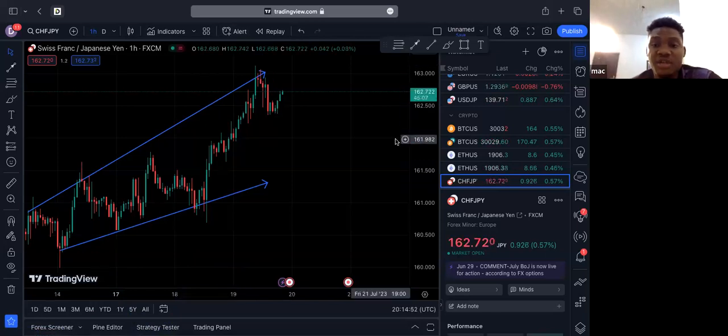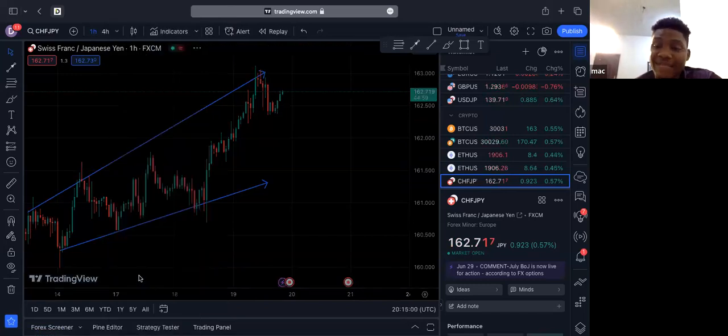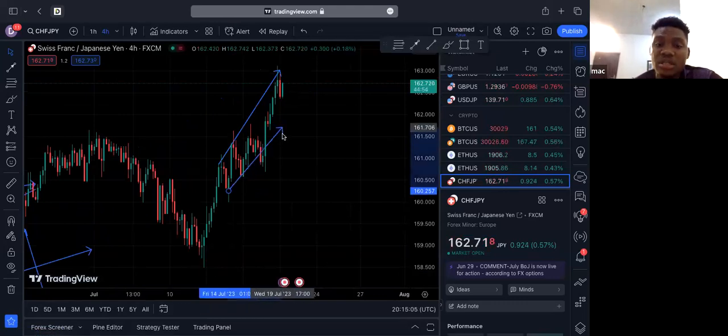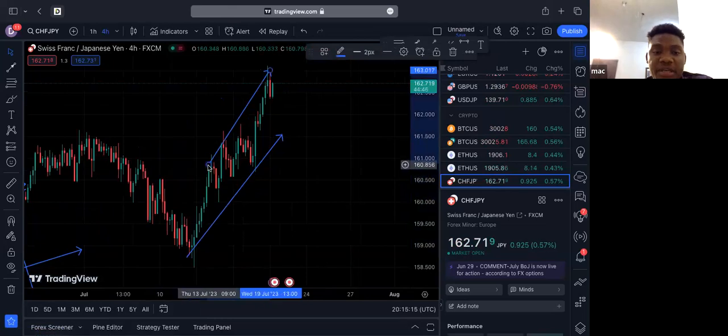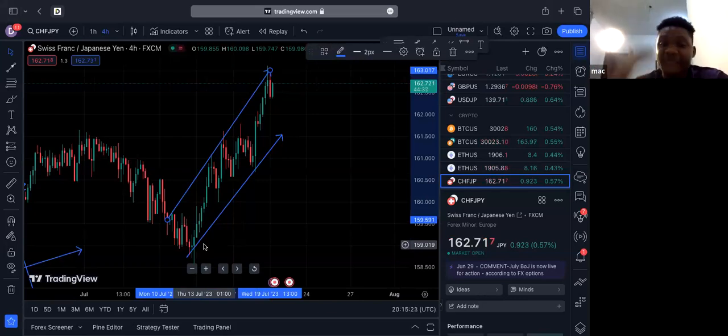Now, I just checked this trend on a 1 hour time frame. Doesn't mean that it will be the same thing on a 4 hour as well. But you can always, as much as possible, confirm the trend. Currently, it is an uptrend even on a 4 hour time frame, right? It's still giving uptrend movements. So CHFJPY in the longest run is buying, has been buying. It has been buying since July the 12th, on Wednesday last week.